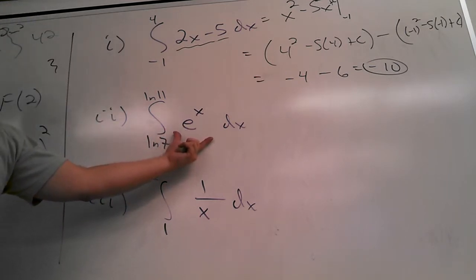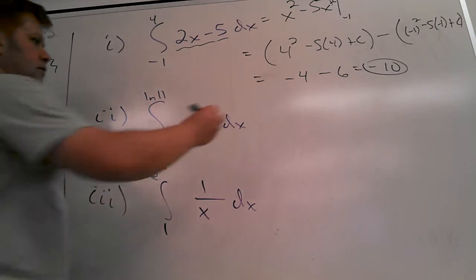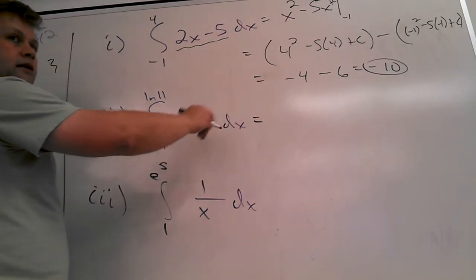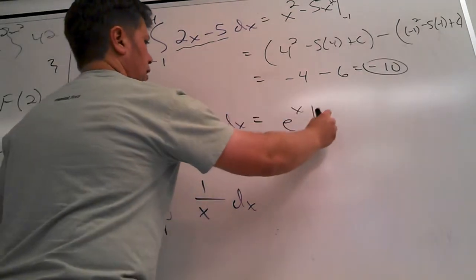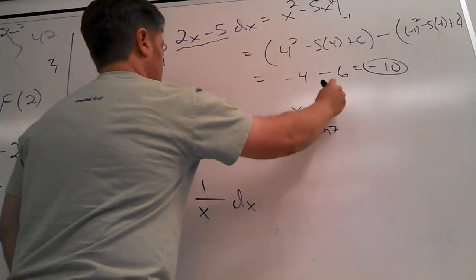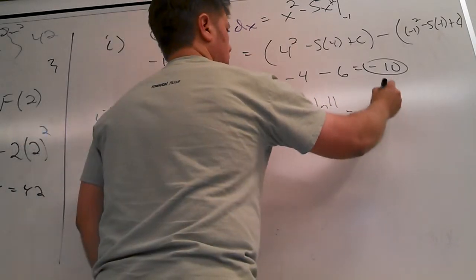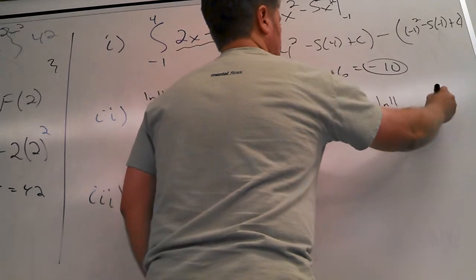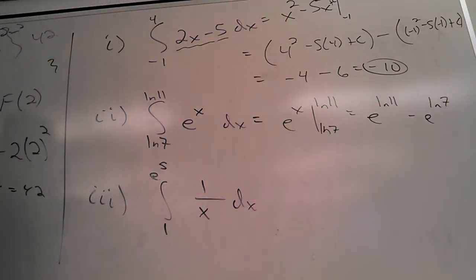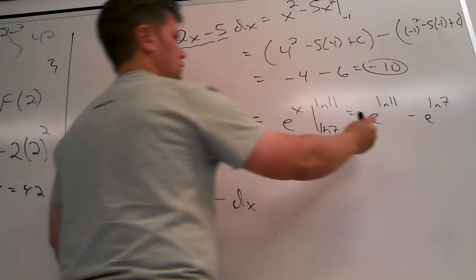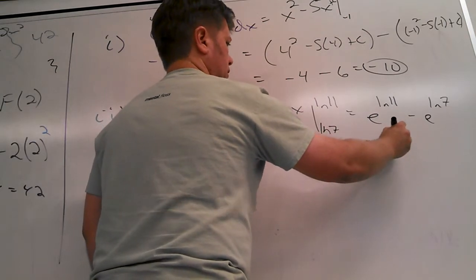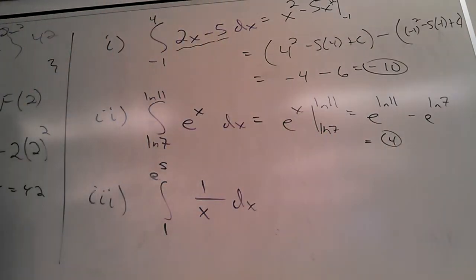Somebody already told me that it's going on here. What's going on there? Yeah, the integral of e to the x is e to the x. And I want to evaluate that between natural log of 7 and natural log of 11. Good. It's e to the natural log of 11 minus e to the natural log of 7. Is that cool? It's very cool. Equals 11 minus 7, 4. I like it because e and the ln cancel.